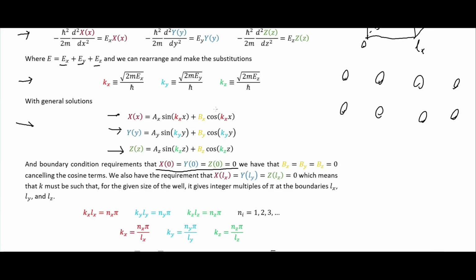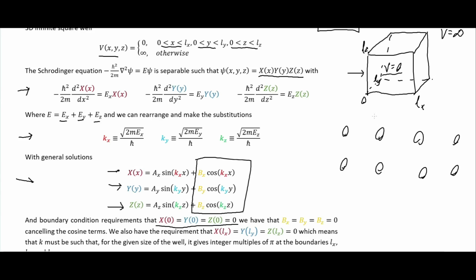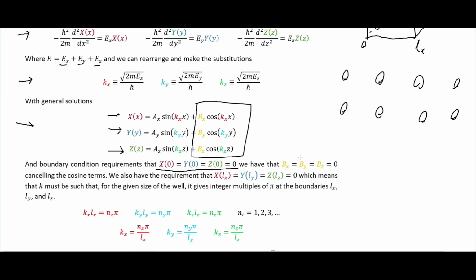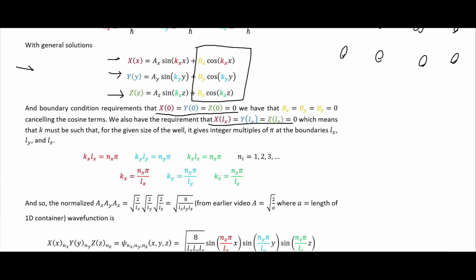That means the B's here all need to be equal to 0, because cosine of 0 is not 0, so these B's all need to cancel out these cosines. And same as at 0, we also need the wave function to be equal to 0 at the other side of our potential. Those are the boundary conditions, which means that k must be such that, for the given size of the well, it gives integer multiples of pi at the boundaries Lx, Ly, and Lz.